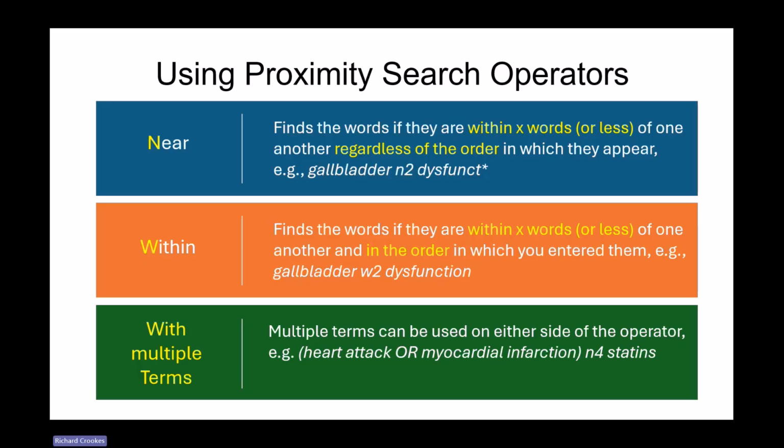Multiple terms can also be used on either side of the operator. So for heart attack or myocardial infarction, and for statins means that you'll find heart attack near 4 words or less of statins, myocardial infarction near 4 words or less of statins, as well as statins near 4 words or less of heart attack or myocardial infarction. So just some examples there. We have more, but again, just some ideas how to use this.